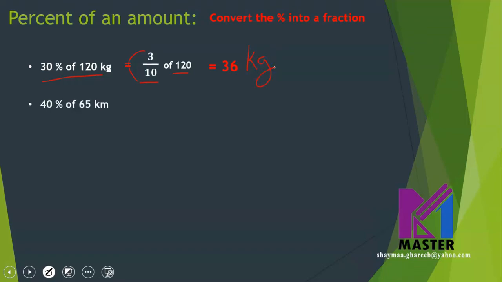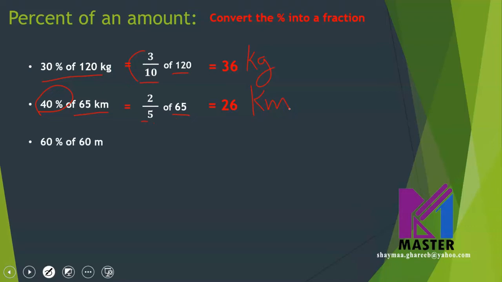Okay? 40% of 65 kilometer. So the 40%, what fraction is it? It's 2/5. So 2/5 of 65. Let's do it. 65 divided by 5 equals 13. 13 times 2 equals, yes, 26 kilometer.